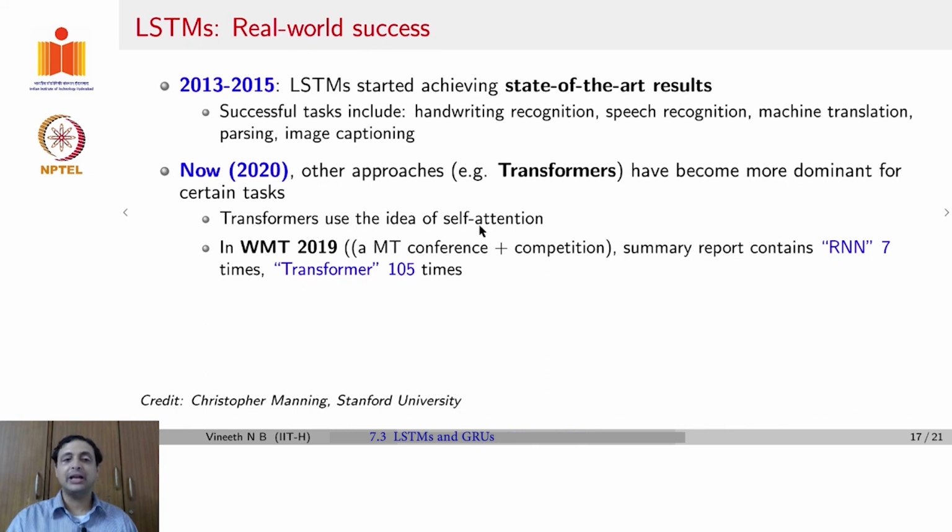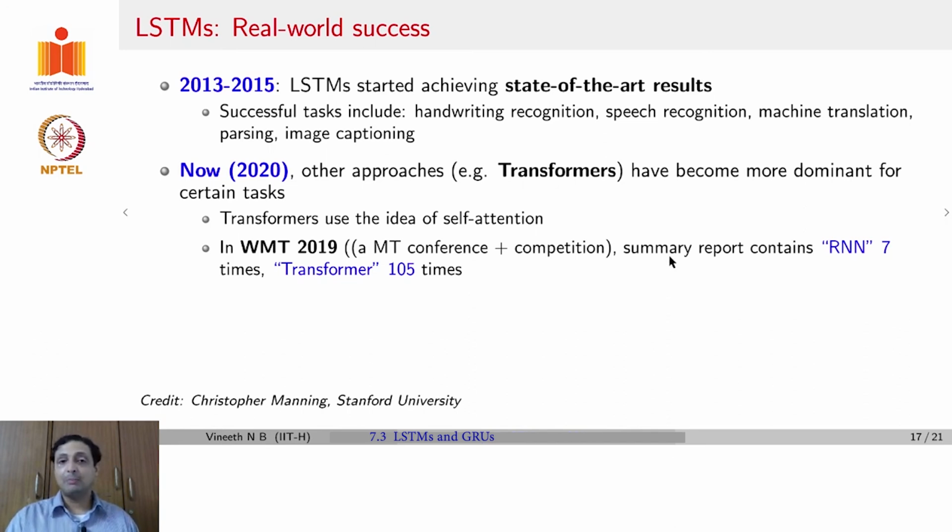Transformers use the idea of what is known as self-attention. In fact, in a recent competition, there was a summary report of all the methods that participated in that competition, WMT, which stands for machine translation. Machine translation is a sequence learning problem. When we say machine translation, we mean an application such as Google Translate to go from English to German or Hindi to English, and so on.